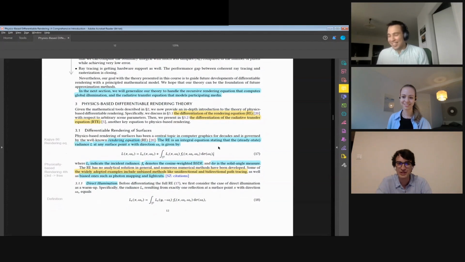Yeah, or maybe you can just put for the first occurrence physics-based rendering, and then in parentheses PBR, and then you just use PBR from then on. Exactly, that's a good idea.